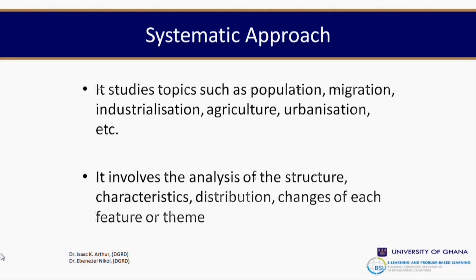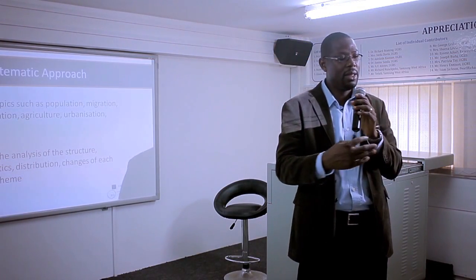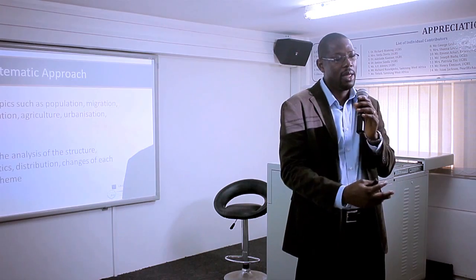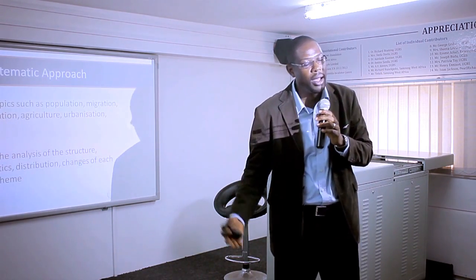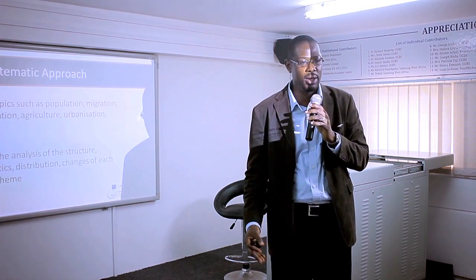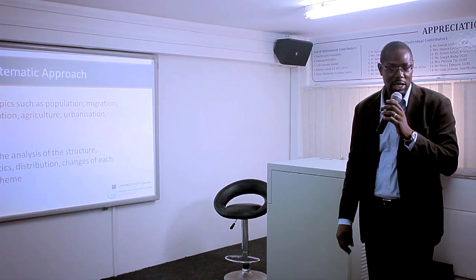So some of the examples when we're dealing with the systematic approach: earlier on I mentioned population. We can also look at migration. So when we want to study the migration patterns of an area, we can look at it from a systematic point of view. How many males are leaving a particular area, let's say from rural areas to urban areas? How many children are leaving the rural areas to urban areas, right? Which age patterns?